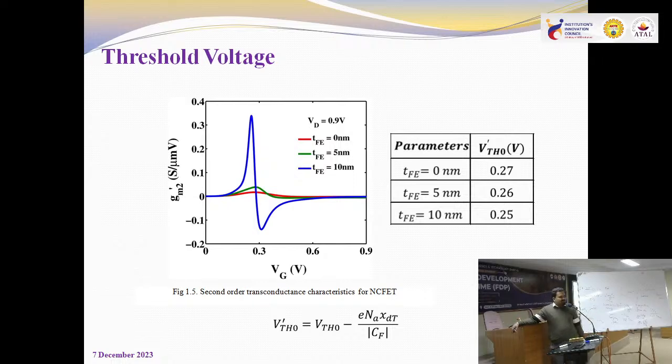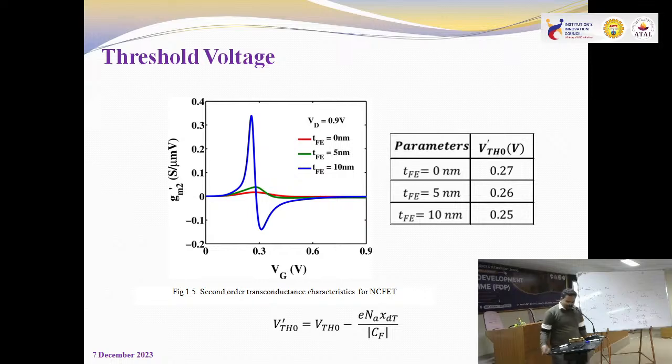So in all respects, TFE equal to 10 nanometer gives better results: lower threshold voltage, more transconductance, lower subthreshold swing, higher on current, lower off current. Everything is good. Is there any drawback or not? Drawback is there, sir, in terms of speed.